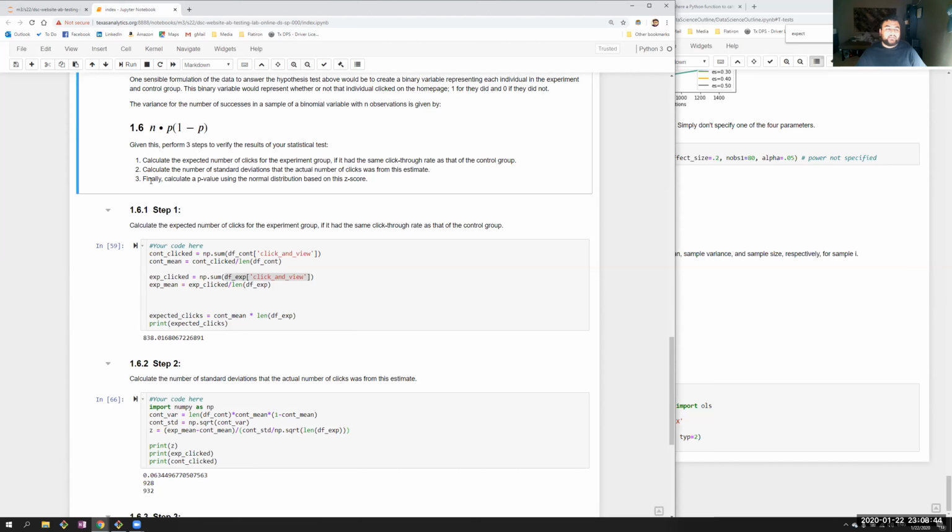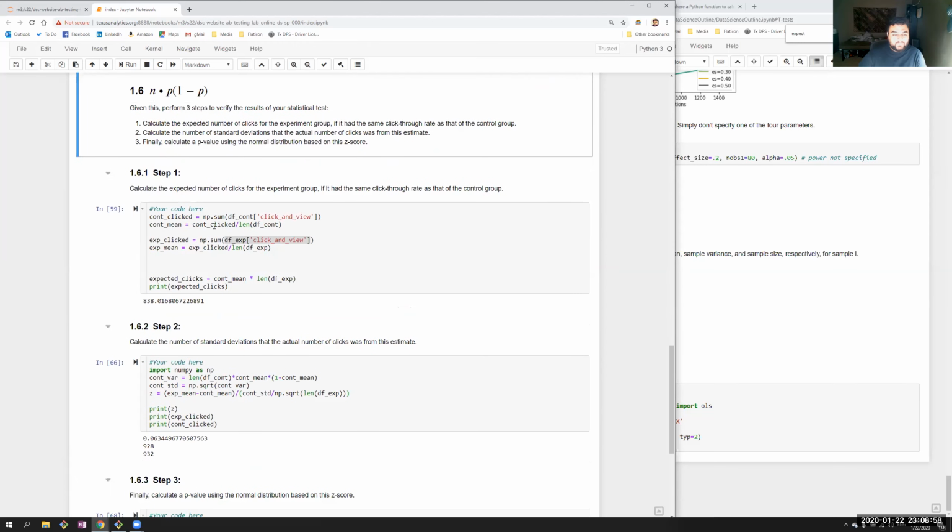Calculate the expected number of clicks if it has the same click-through as the control group. Calculate the number of standard deviations that the actual number of clicks was from this estimate. Finally, calculate a p-value.